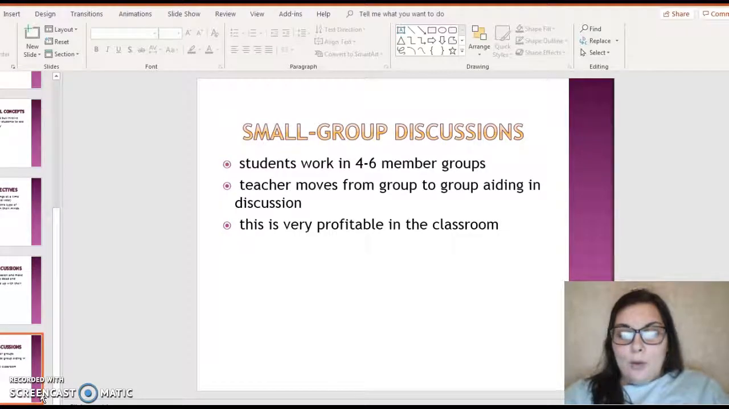The last one is small group discussions, where the students work in 4 to 6 member groups. The teacher moves from group to group, aiding in discussions, and this is profitable in the classroom because a lot of kids like to work like this.